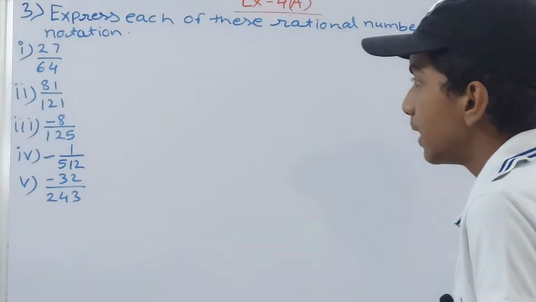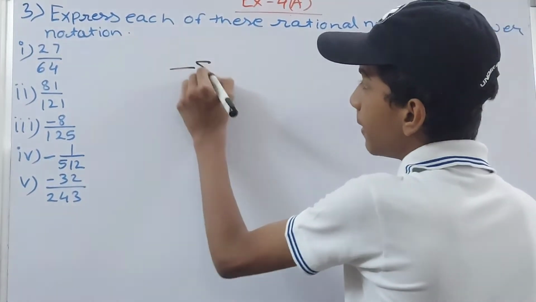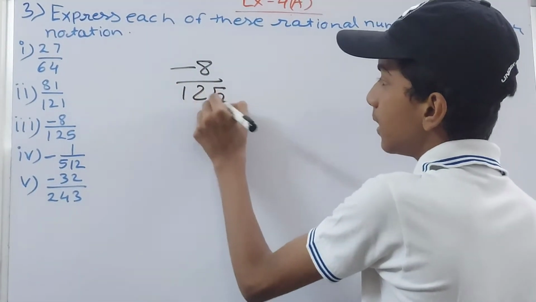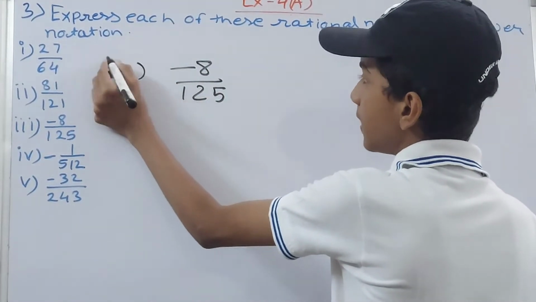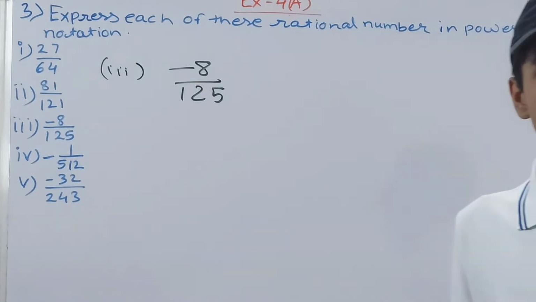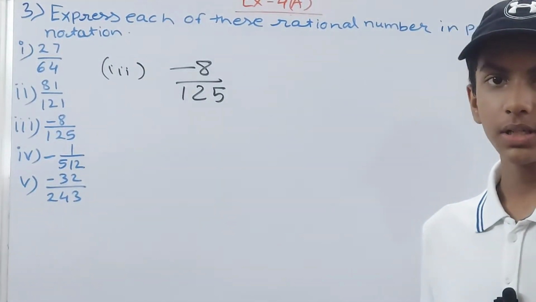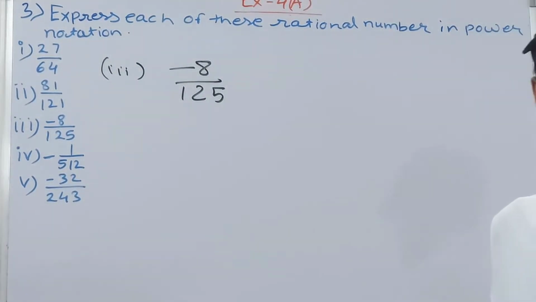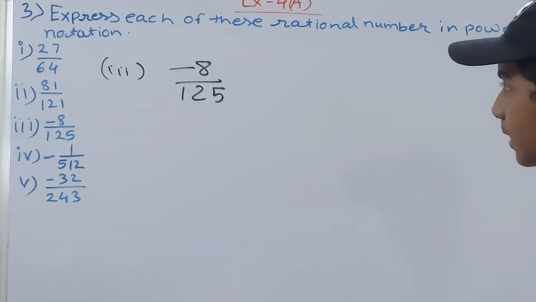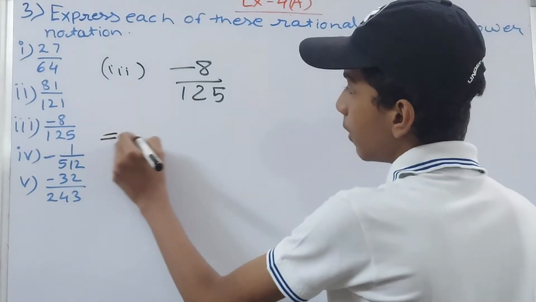Then the next one is minus 8 upon 125. This is our third part. So minus 8 upon 125, again we will take this minus sign outside because we won't prime factorize minus 8, just for making it a bit easy. So first of all, minus sign.